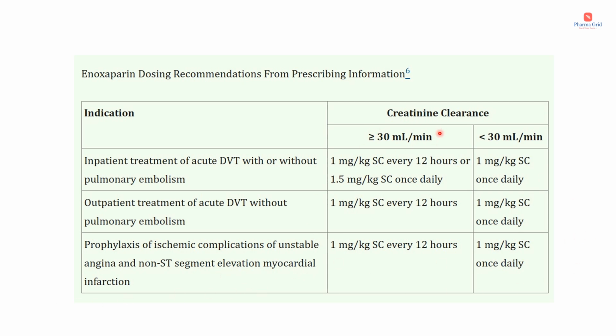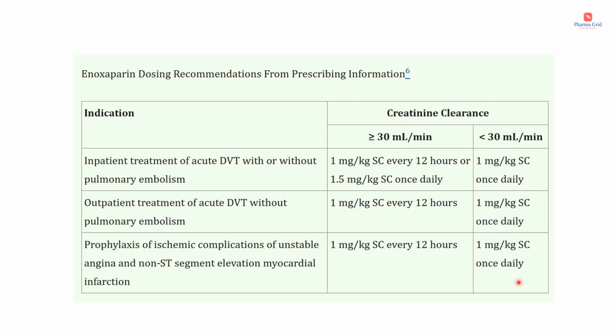If the creatinine clearance is greater than or equal to 30 ml per minute, usually enoxaparin is given as 1 milligram per kilogram subcutaneously every 12 hours, and if the creatinine clearance is less than 30 ml per minute, 1 milligram per kilogram subcutaneously once daily.